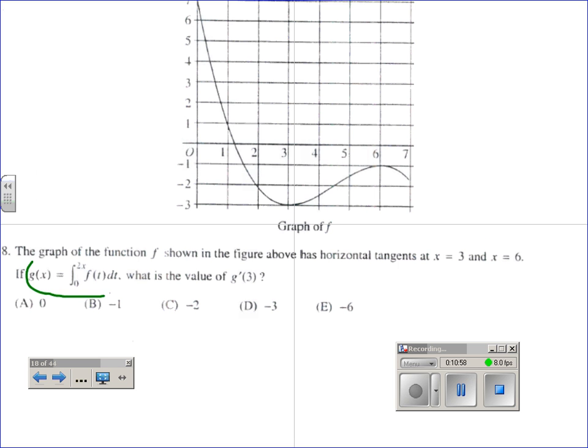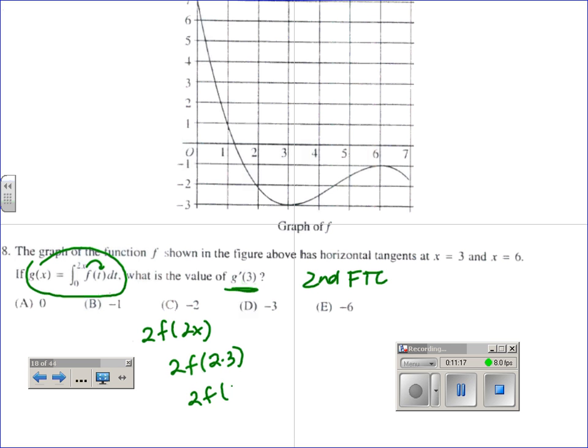Okay, here you have a function, and notice the function is an integral. So the derivative uses the second FTC, which means you take the derivative of the top, so 2, and then you plug in f of 2x. We're evaluating this at 3, so 2 times f of 2 times 3. So 2 times f of 6. You look and see what f of 6 is, negative 1, so 2 times negative 1, negative 2.